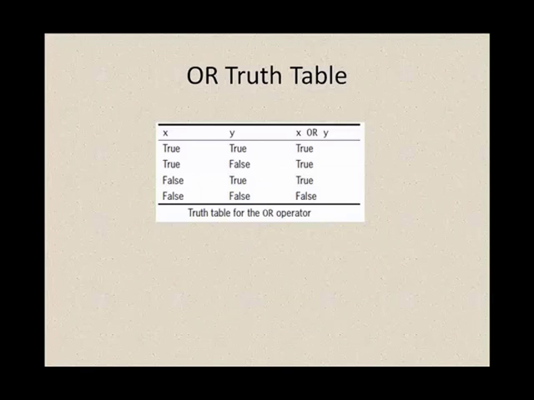Here's the truth table for the OR operator. If x is true and y is true, then x or y is true. If x is true and y is false, then x or y is still true. Only one of them has to be true. If x is false and y is true, the entire OR expression is true. And if x is false and y is false, then and only then is the expression x or y false.